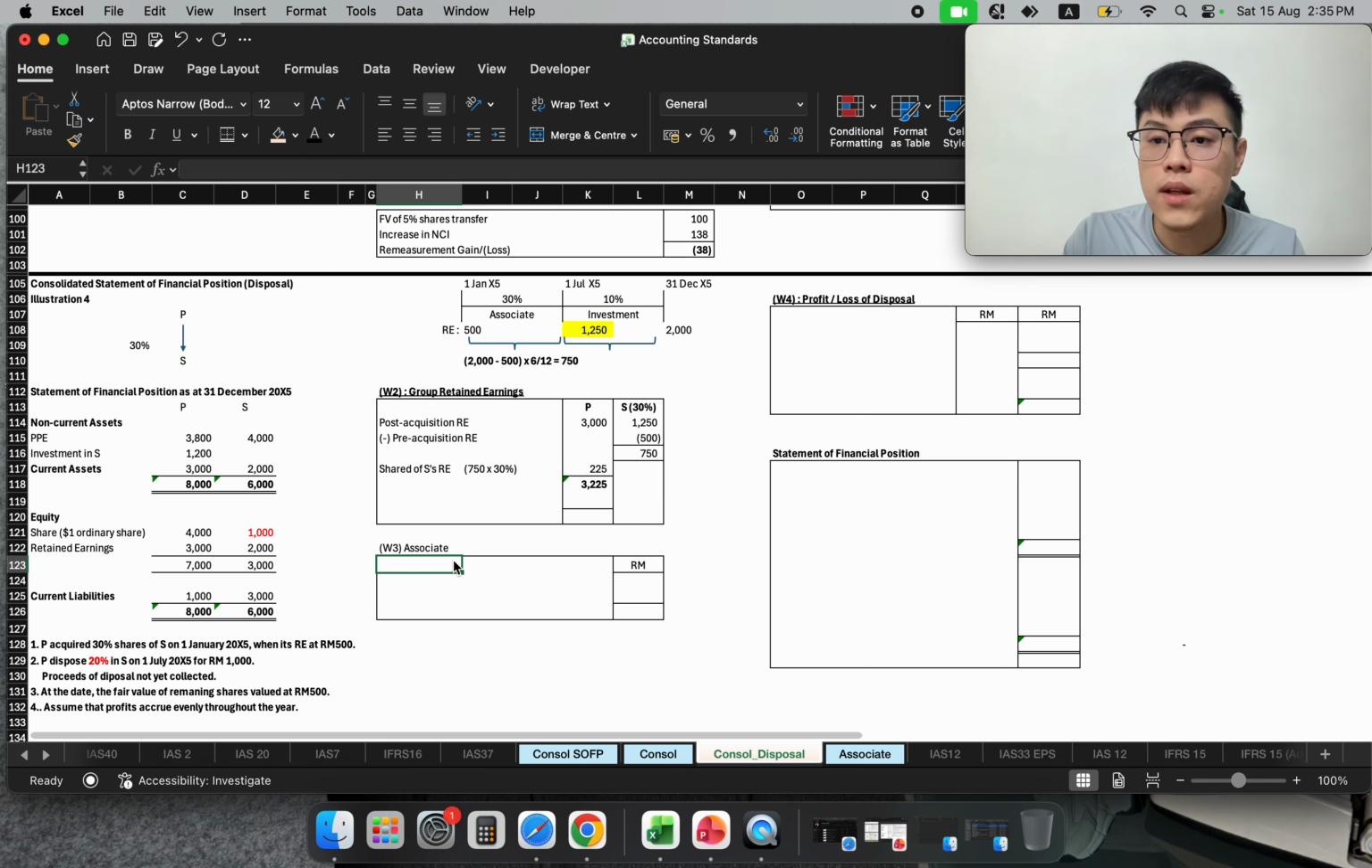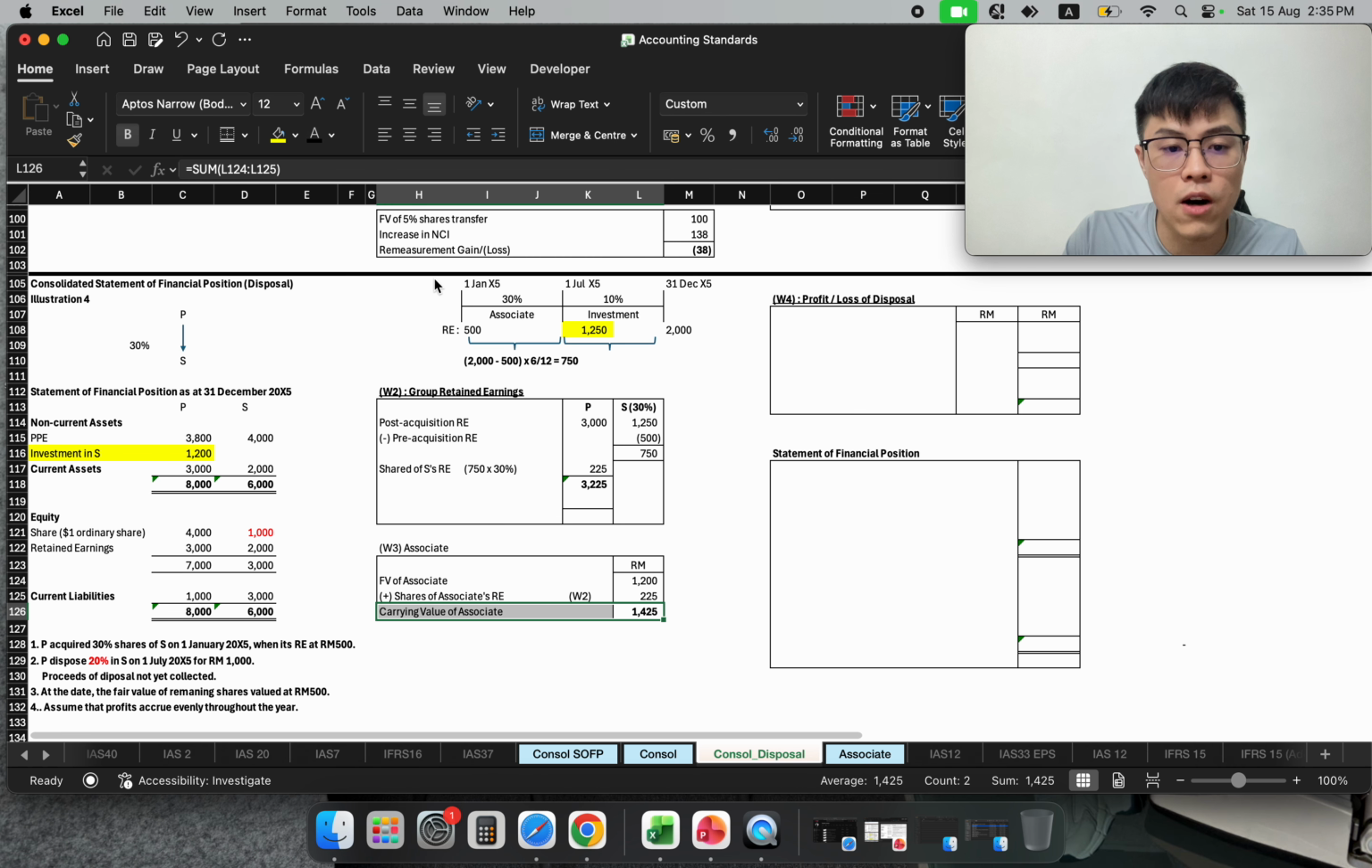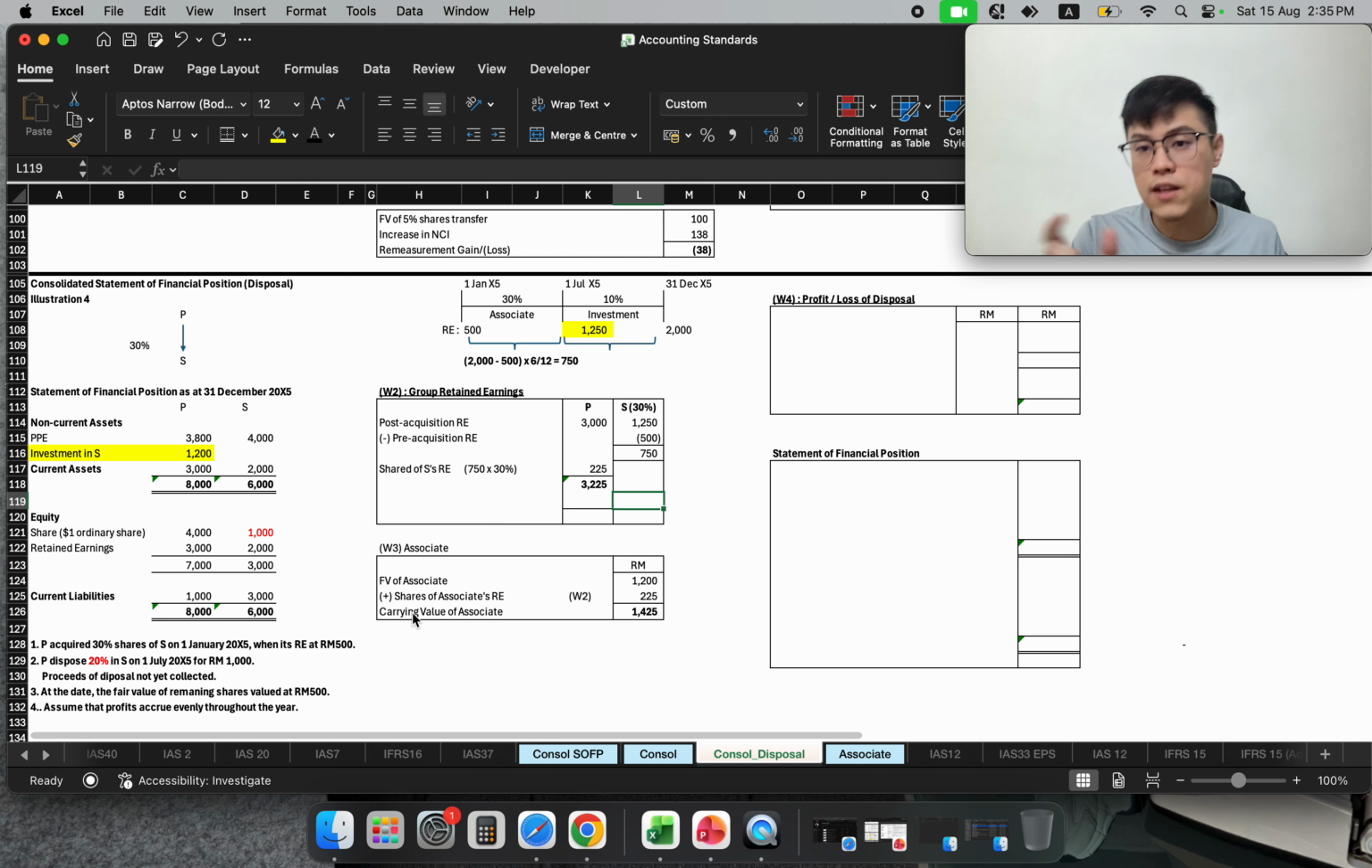And we will need to calculate our associate value up to this date of loss of significant influence. So associate value, we invest 1,000 as the cost of associate, and we will need to share the retained earnings. As I mentioned, you debit here, you credit here. You debit associate value and you credit retained earnings. So the associate at the date of your significant influence loss is 1425.